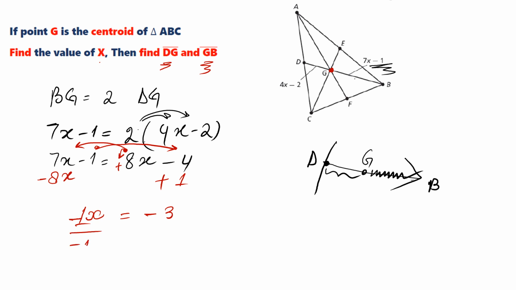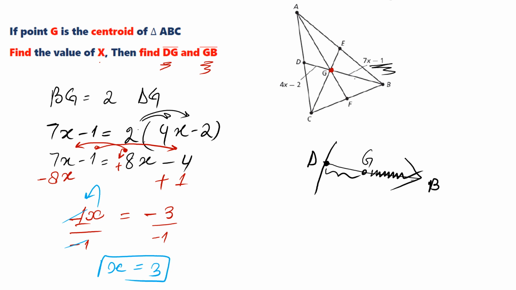Now divide both sides by the negative 1. Why by the negative 1? Because the number which is written with the x has to get rid of. Okay, so negative 1 and negative 1 cancel. So we will get x equals to negative 3 divided by negative 1 gives us 3.